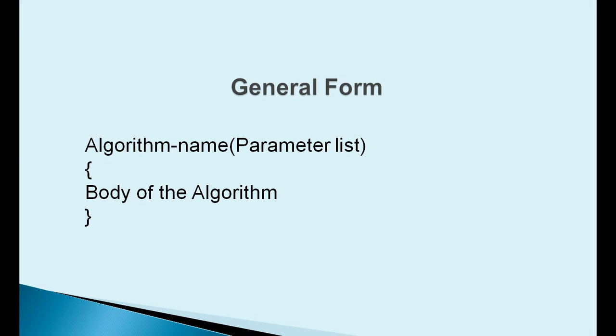Applications of the divide and conquer approach. Following are some problems which are solved using the divide and conquer approach. First one, finding the minimum and maximum in a sequence of numbers. Second one, Strassen's matrix multiplication. Third one, merge sort. Fourth one, binary search. These are the basic problems for solving with the divide and conquer method.